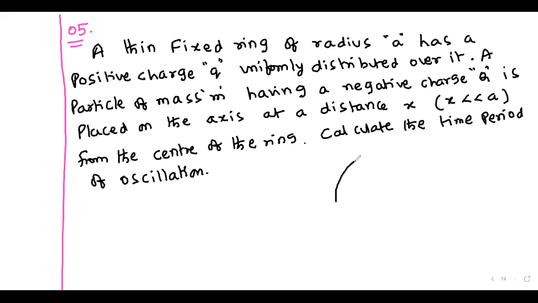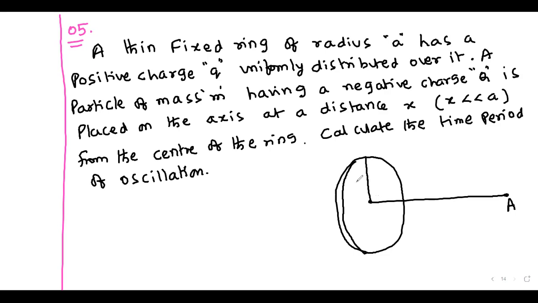Okay, let us consider this as the thin ring. Like this is the center, and here we have the point A. The diagram is in the question only; they gave the diagram in the question.